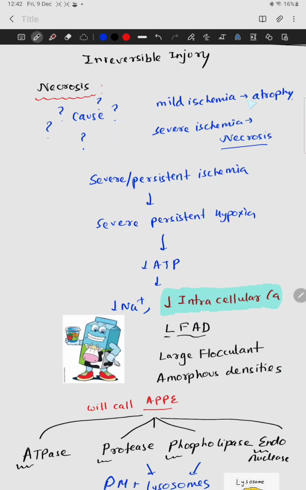See, the mild ischemia which we have studied, that will result in atrophy, right? So that was mild, remember? And the severe type, the severe ischemia, will result in necrosis. How? Let's study the mechanism. See, the severe persistent ischemia will result in severe persistent hypoxia, and that will decrease ATP. Obviously, no oxygen, no ATP.